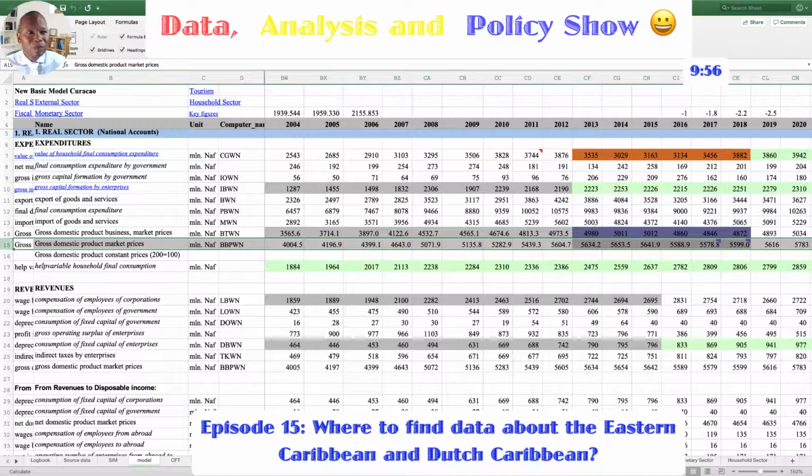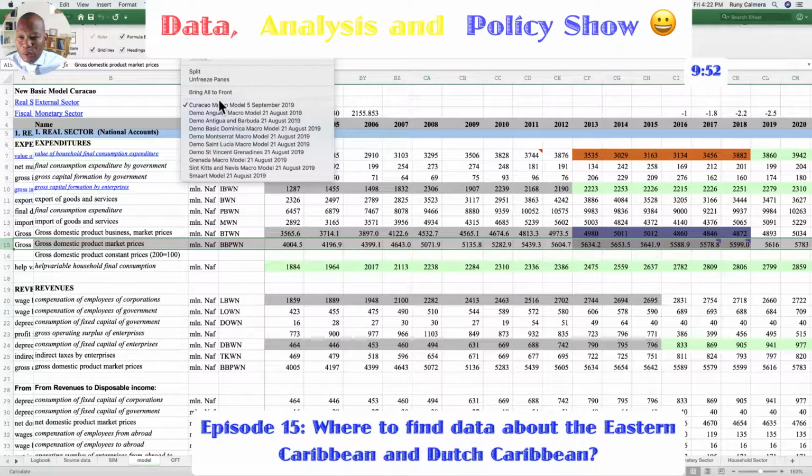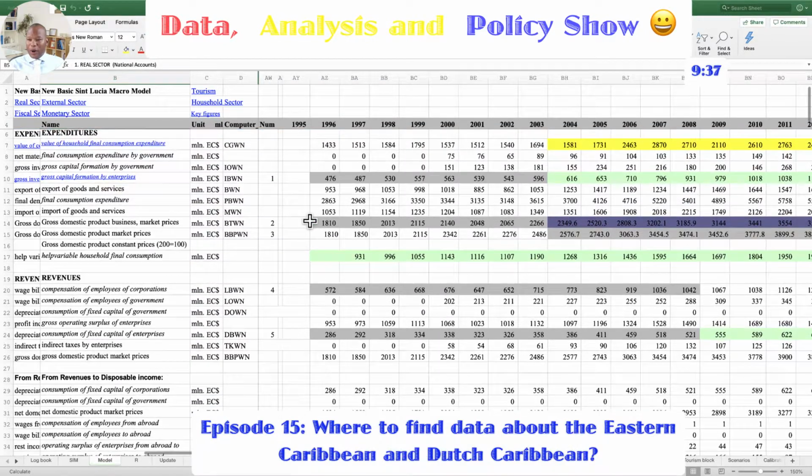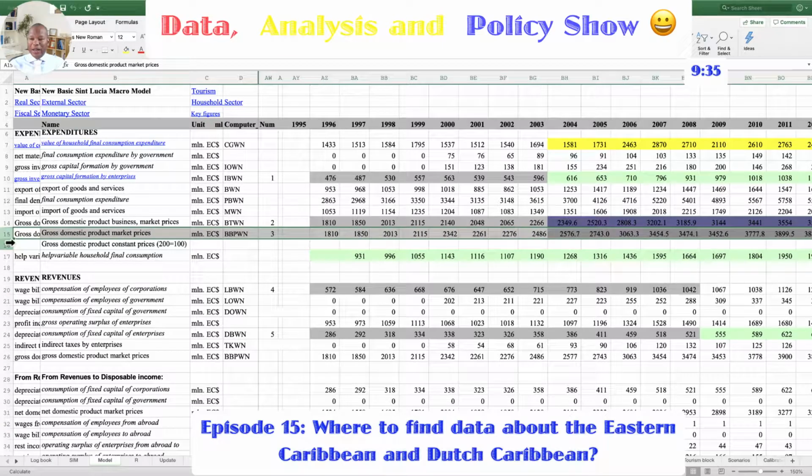Let me see. Can we go to Saint Lucia? Yes, window. I love Saint Lucia. Saint Lucia, boom. We are now in Saint Lucia. This is a different investment model, and we're going to do the same. What is the gross domestic product in Saint Lucia? Now here, number 15. I made it easy for you.